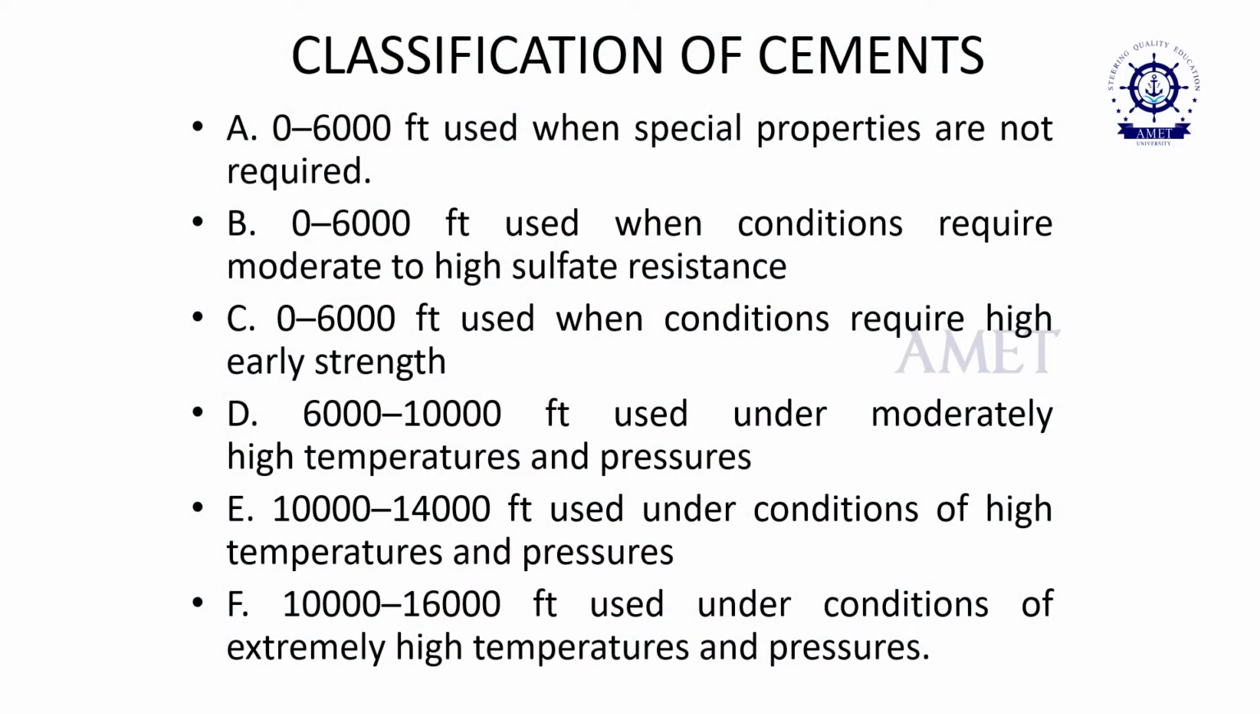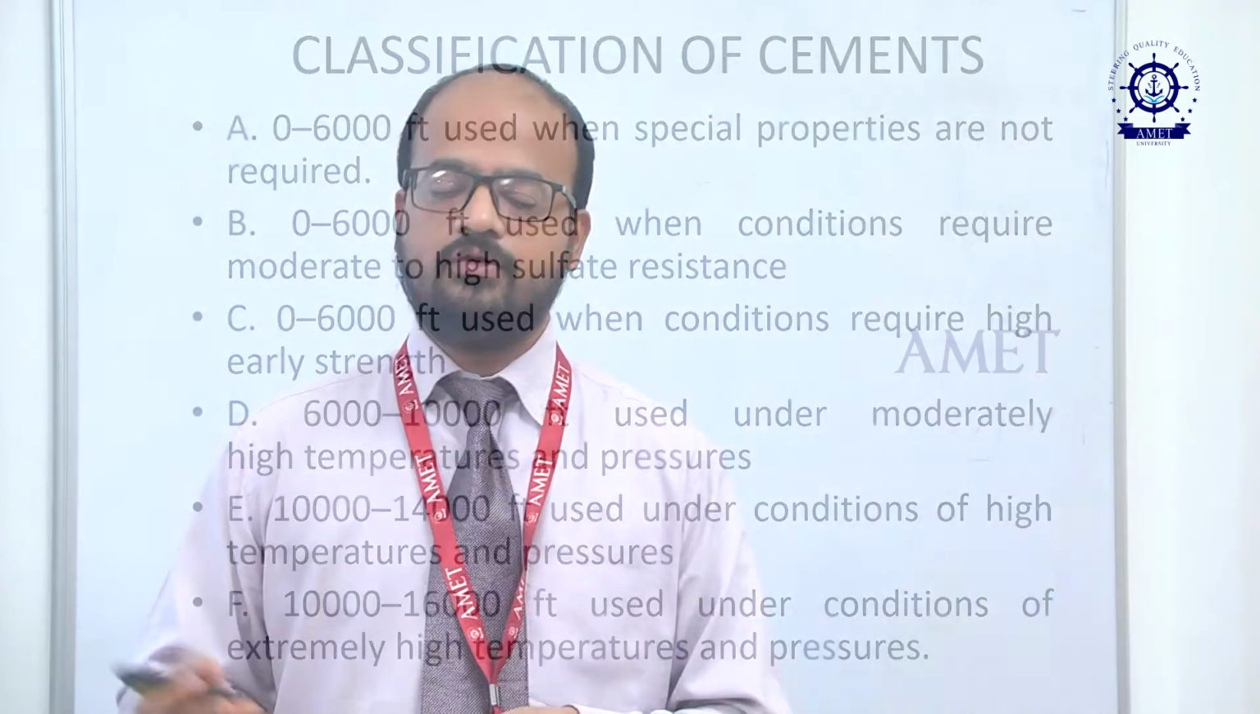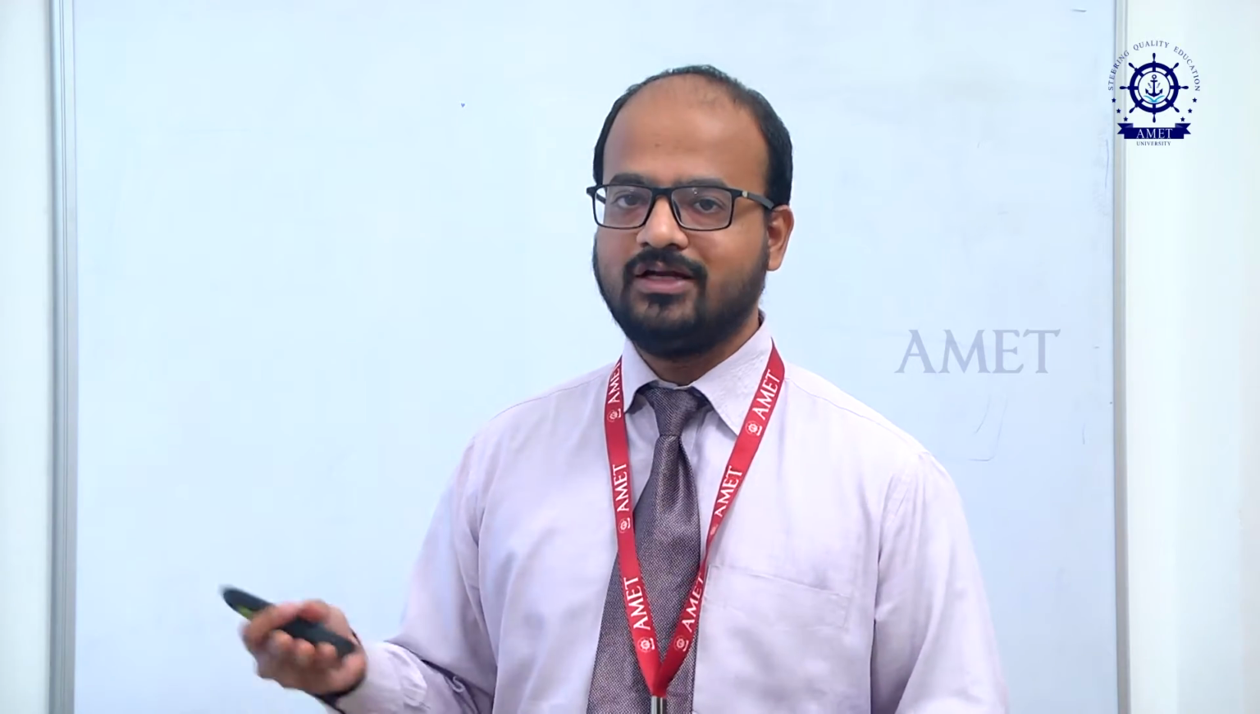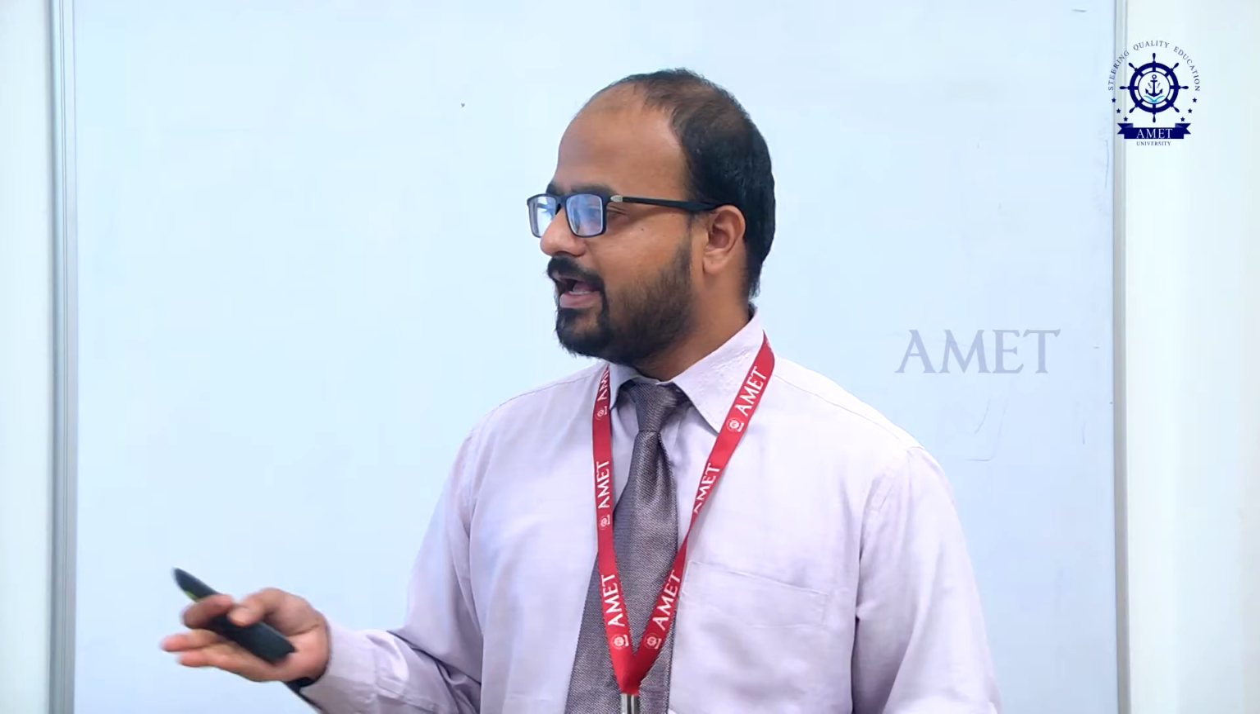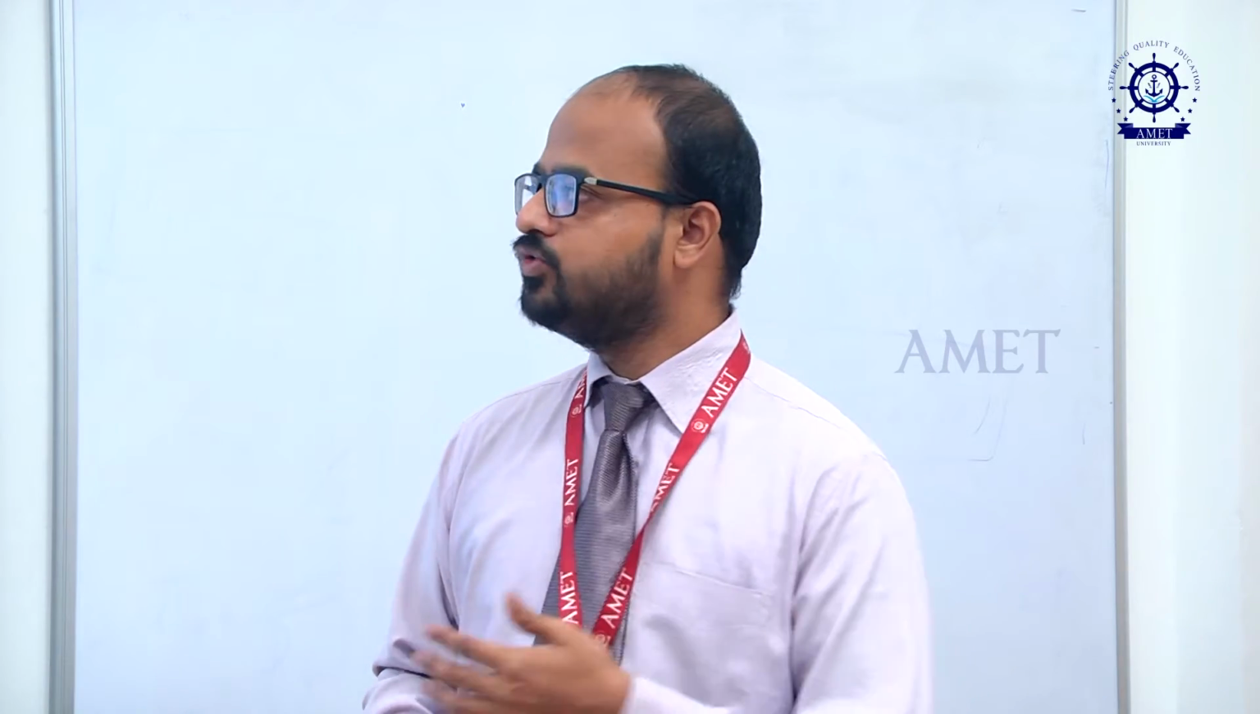The question should come to our mind: why can't I use class F instead of class A for the first 0 to 6000 feet? The answer is economy. Class F is costlier, as I told earlier, and class A is not that costly, it is very cheap. So when your formation doesn't have any problem, why do I want to invest unnecessarily in class F cement when class A cement is enough to withstand that kind of problem? So for that you have to check, and you always have to go with the economy.